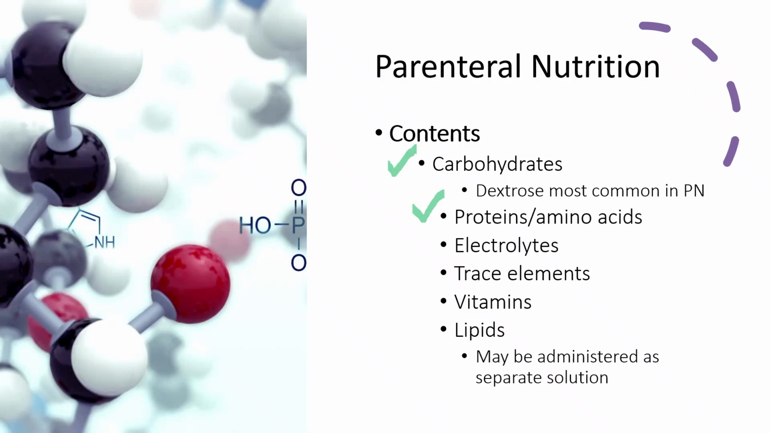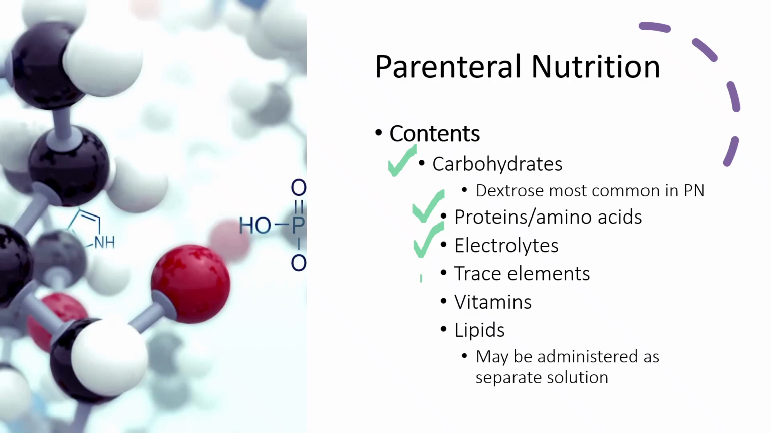There are electrolytes in the parenteral nutrition, and that is to maintain fluid balance and cellular function. And because there are electrolytes in the TPN, it is necessary that frequent blood work is being drawn and monitored because these electrolytes may shift quickly whenever parenteral nutrition is being delivered. There are trace elements and vitamins added, and these support metabolic processes.